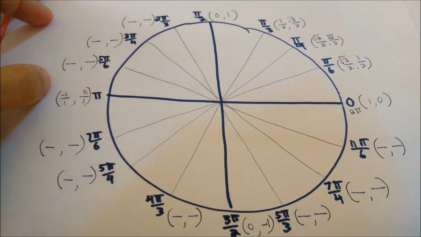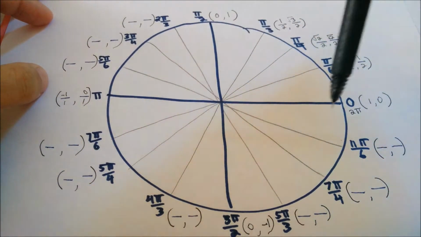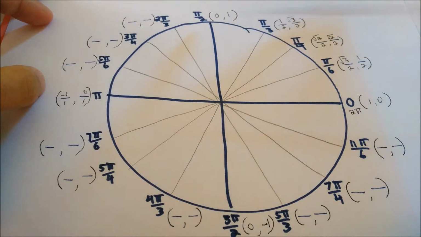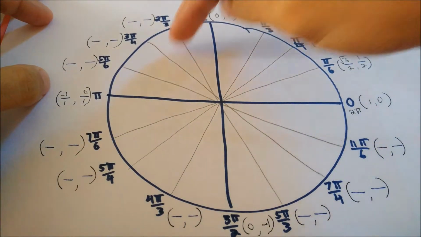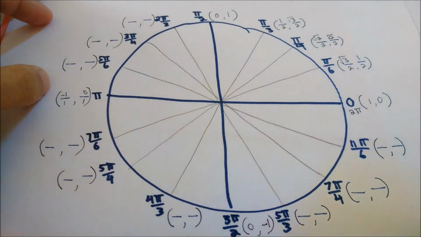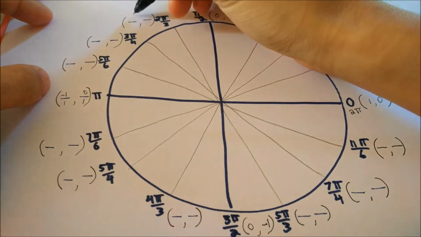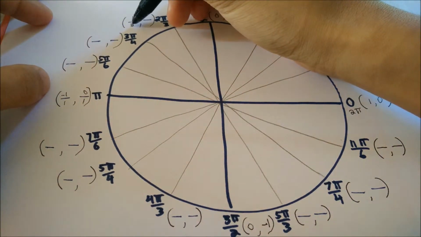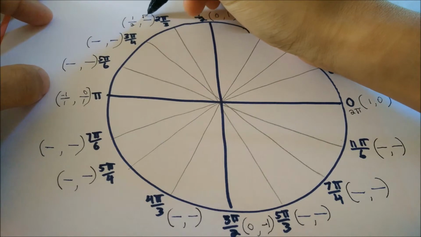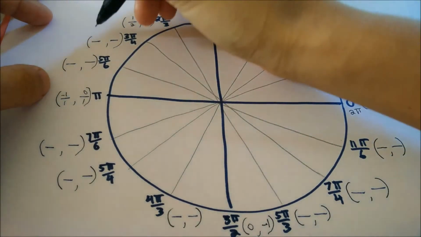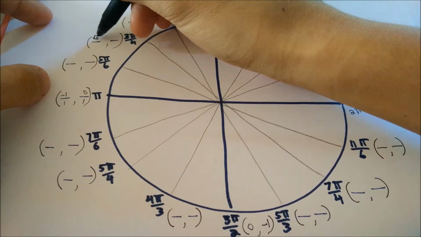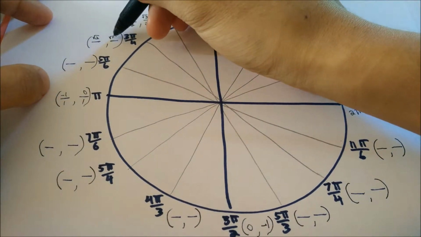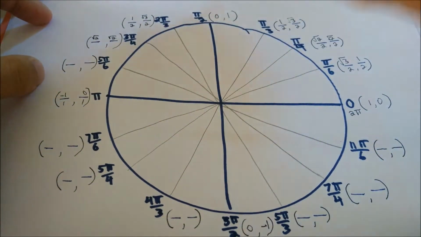Now, why do you only need the first quadrant to find out all the other ones? Well, the unit circle is actually symmetrical both across the y-axis and the x-axis. So if you make sure that they're symmetrical on both sides, you can just copy it on the other side. So I'll just do that right now. Again, I'm just copying everything from the right side to the left side.